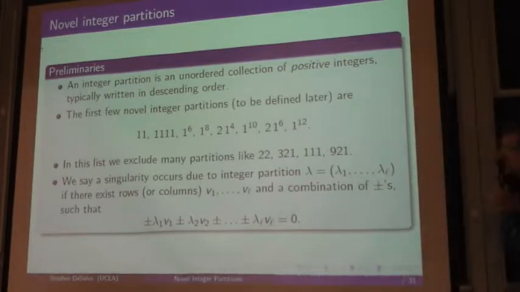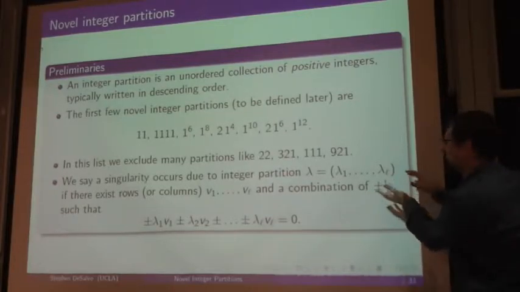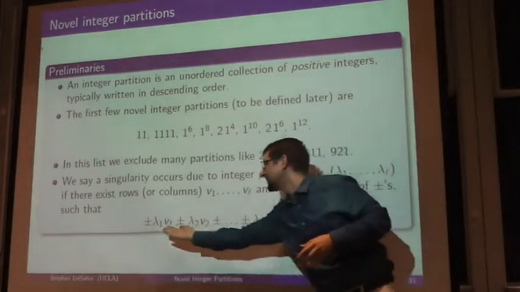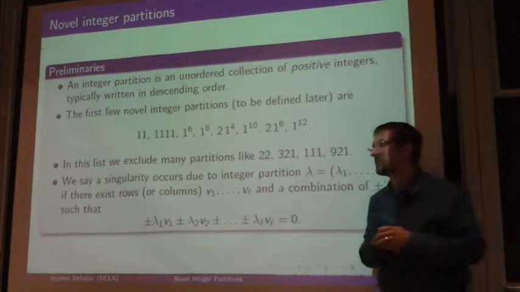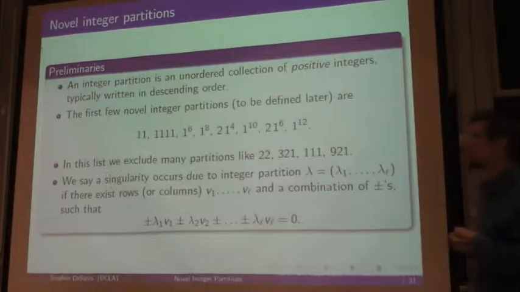And then we say singularity occurs due to integer partition lambda if there exist rows or columns and a combination of plus-minuses such that you have some combination that gives you a null vector. Is a notion of novel partition a novel concept?